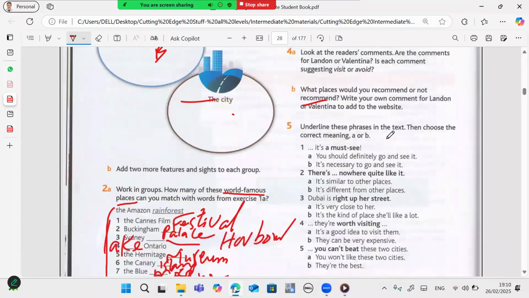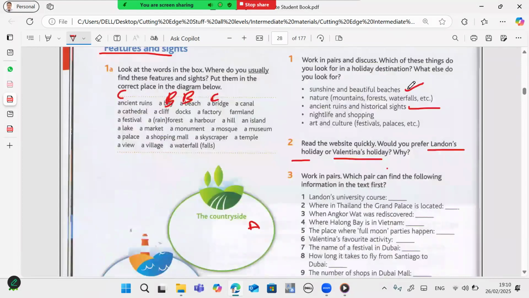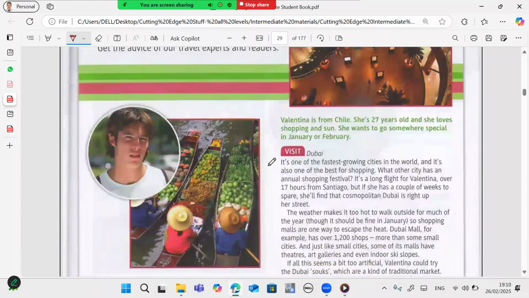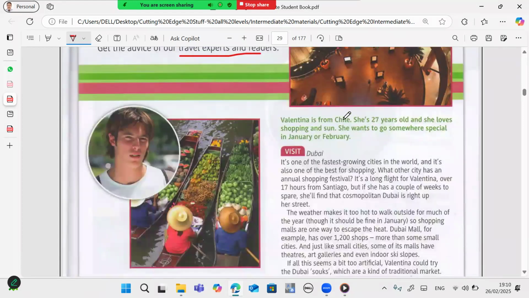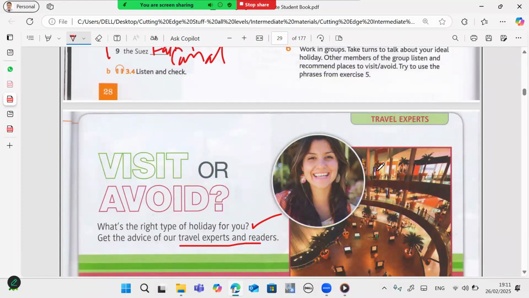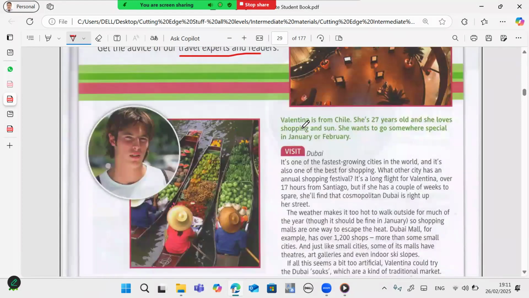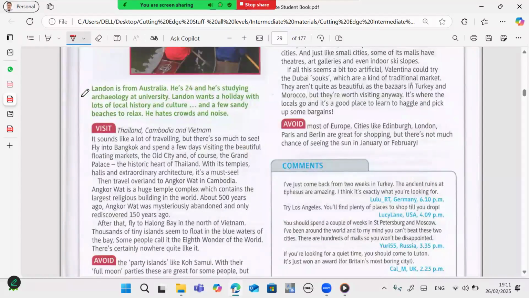Based on your question, guys, as I told you here, choose the best holiday program for you and get the advice of our travel experts and readers. Okay, here we have two programs. The first one for someone is called Valentina, and the second one for London. Not London, London. Okay, this is London. This is the name.